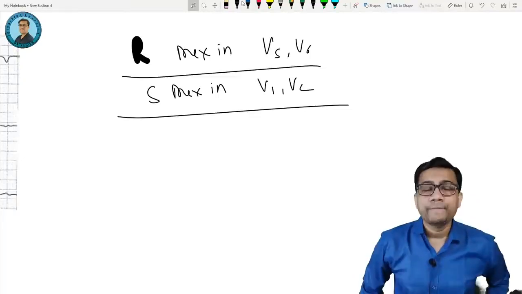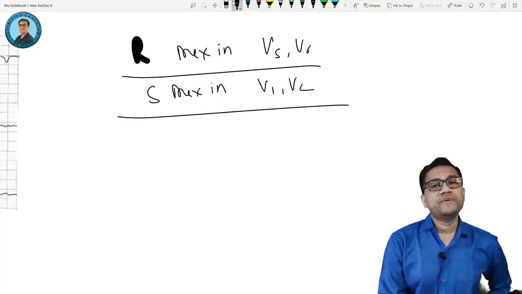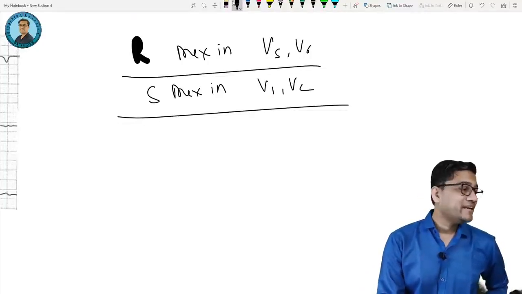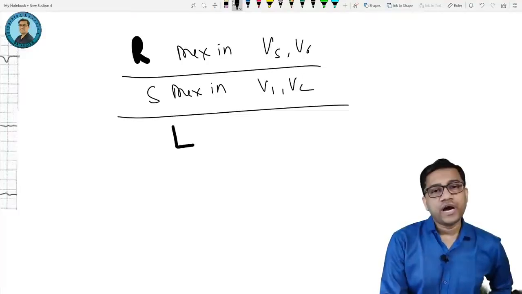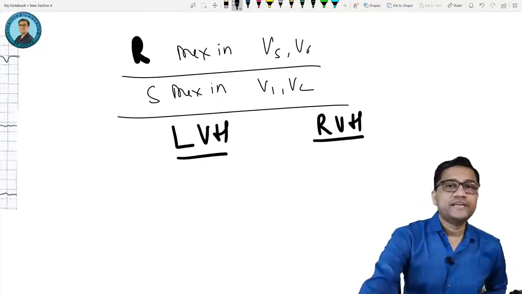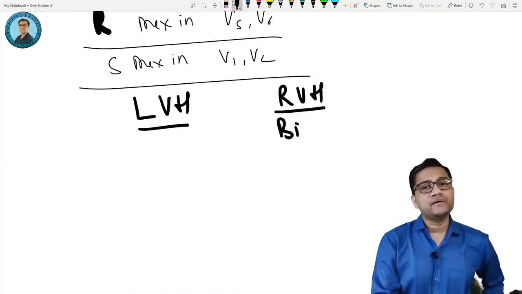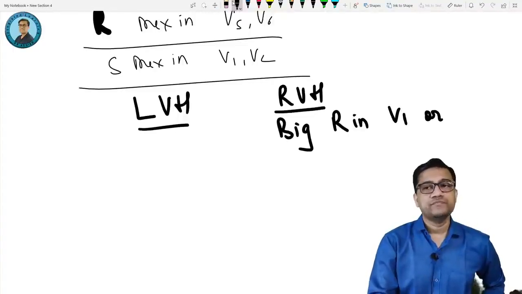Are you clear now? So one question for you: what will be the criteria for right and left ventricular hypertrophy? So let me explain. For LVH and RVH, we have criteria. So what are the criteria? In RVH, there would be what? A big R in V1 or maybe V2.